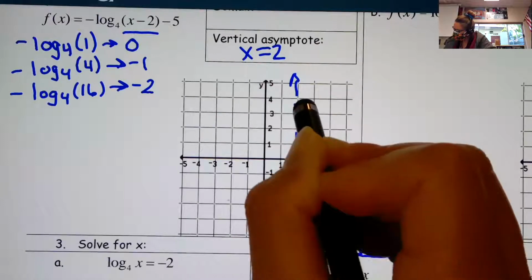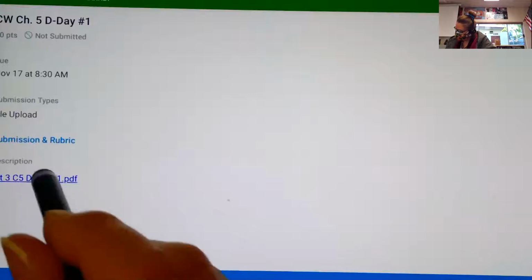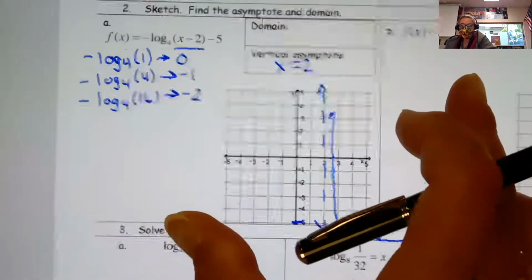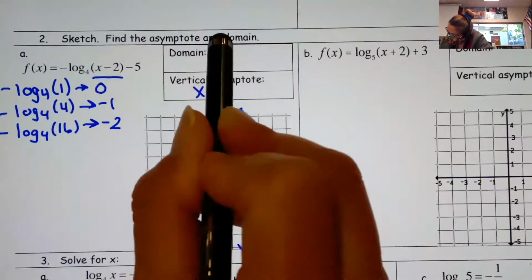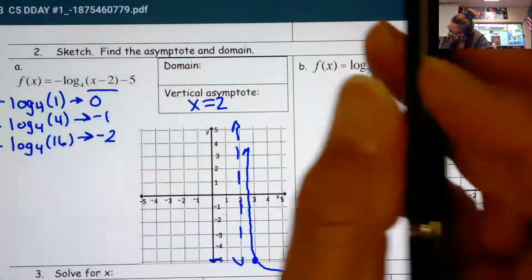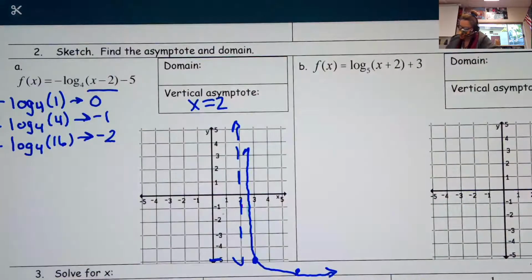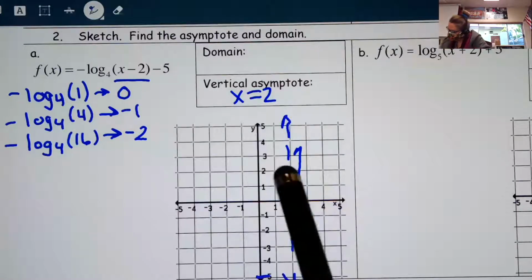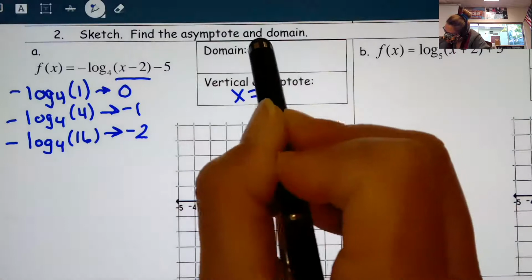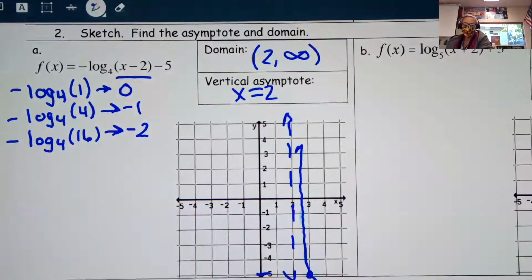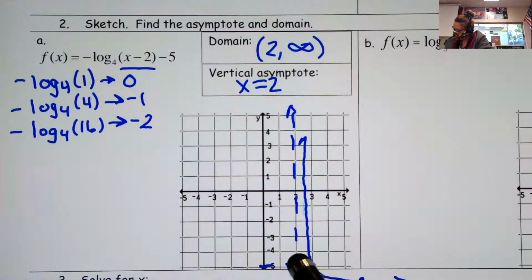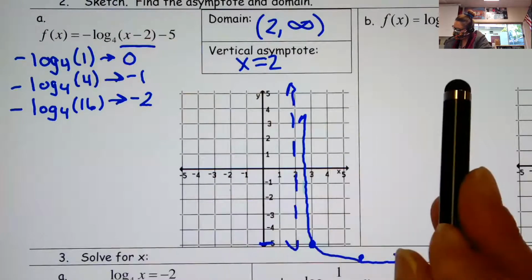And there's my graph. Now my domain for this graph is going to be from my asymptote out. So that is going to be from 2 out. So it's going to be open circle, open bracket 2 to infinity. Okay, because it's going from here at 2 on.